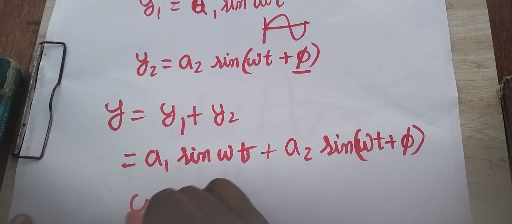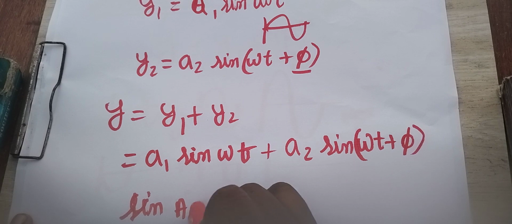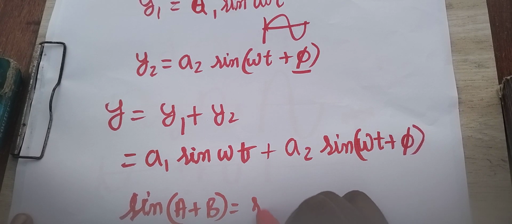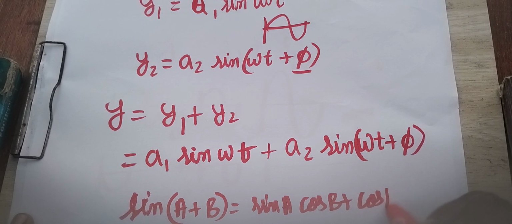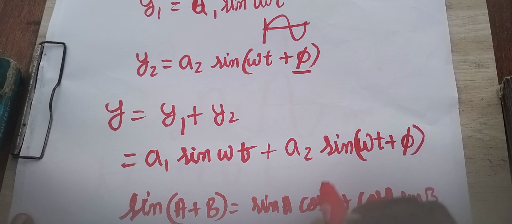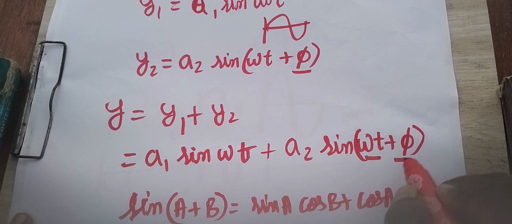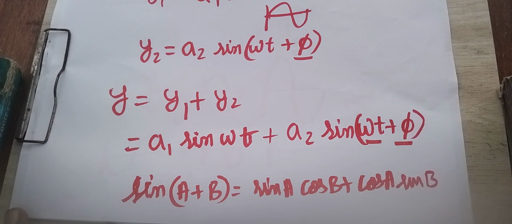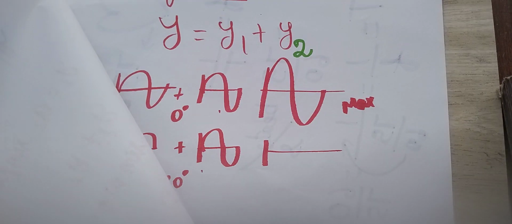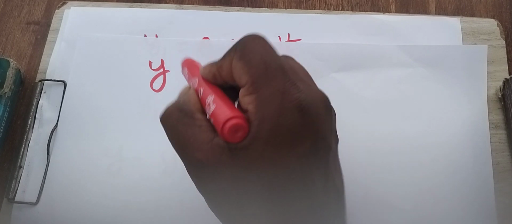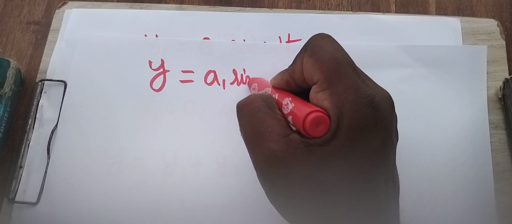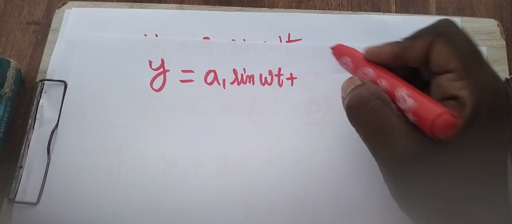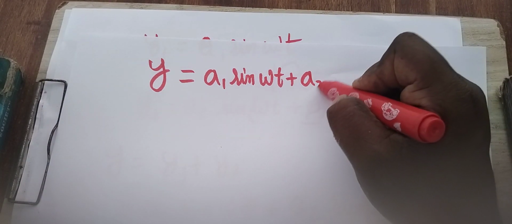What is sine of a plus b? Sine of a plus b can be written as sine a cos b plus cos a sine b. Here a is omega t and b is phi. We are just changing the formula according to the second wave. So the overlapping of both waves: the y1 wave is a1 sine omega t, plus the y2 wave a2 sine of omega t plus phi.